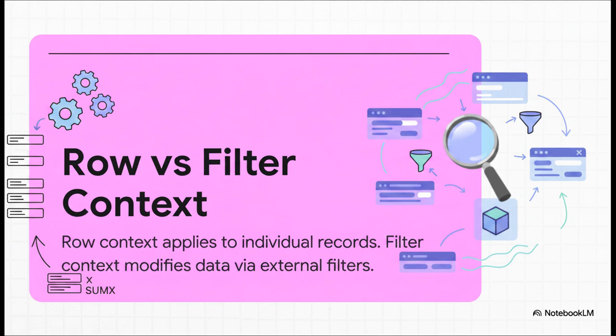Row context is exactly what it sounds like. It's when DAX evaluates a calculation row by row, typically using iterator functions like SUMX. Filter context, on the flip side, is the environment surrounding your data. It's how calculations are dynamically modified by external slicers, report filters, and visual interactions before the math even happens. Grasping the fundamental difference between these two, well, that's the aha moment when you truly become a Power BI professional.